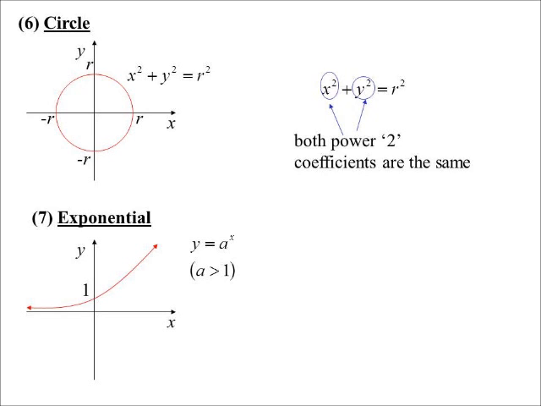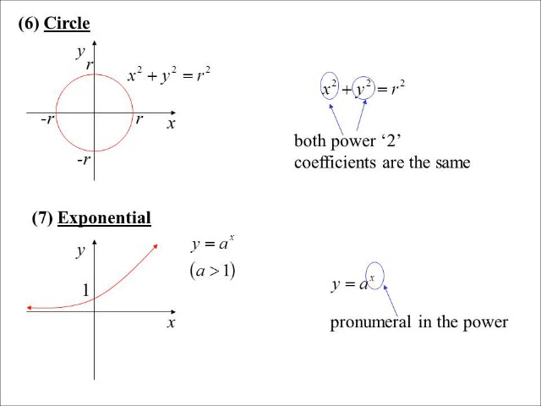Exponentials, lovely graphs. There's y equals a to the power of x. Always has a y-intercept of 1 because a to the power of 0 is always equal to 1. That is the graph if the base is bigger than 1, of course. So y equals a to the power of x. How do you recognise it? Oh, look, x is in the power.